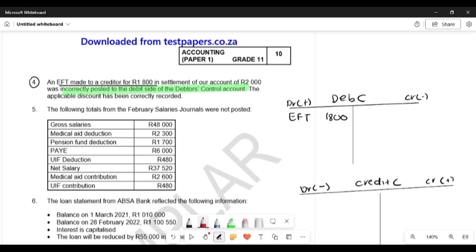Not the debtors control. Now let us correct that mistake. So in order to correct that, we need to cancel this out. So we're going to cancel it out on the credit side. So I'm going to write balance carried down 1,800. As a result, these two balances would cancel out, you see.